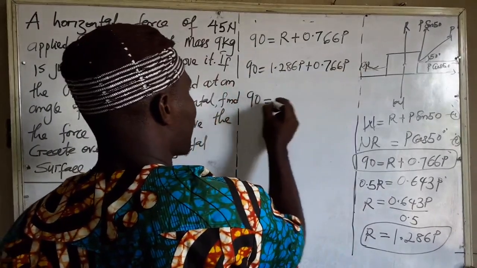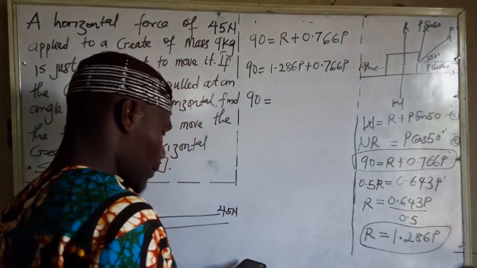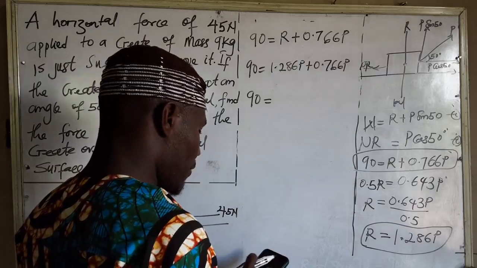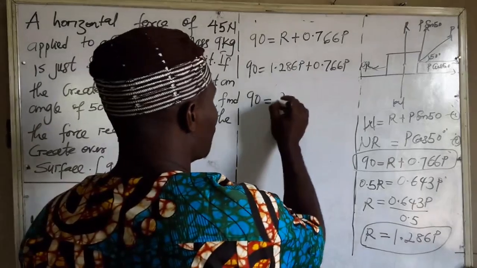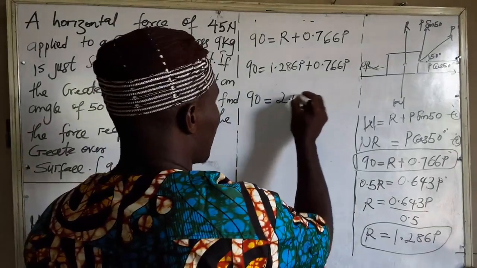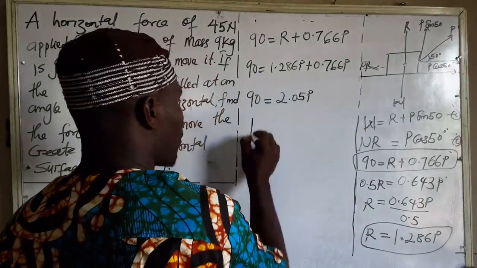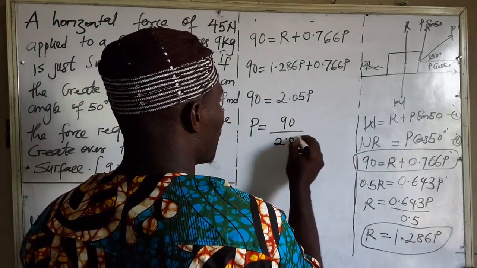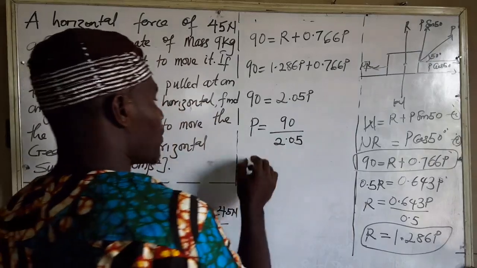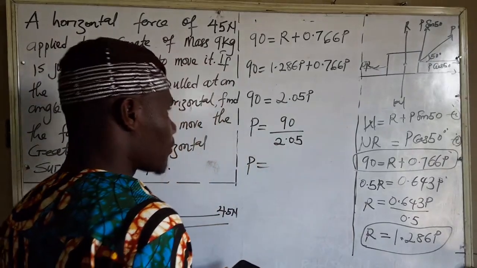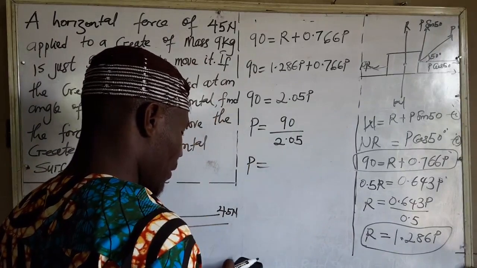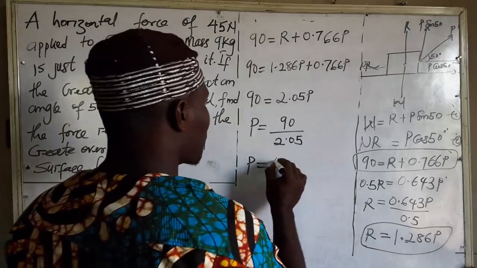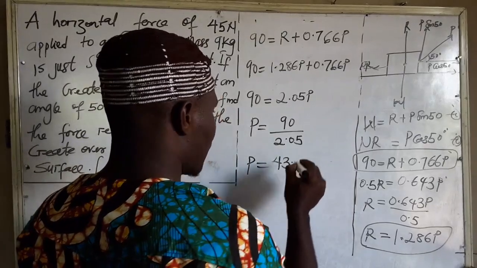Let's add these two together: 1.286 plus 0.766 gives us 2.05 of P. So the value of P will be 90 divided by 2.05. It gives us 43.9 Newton.